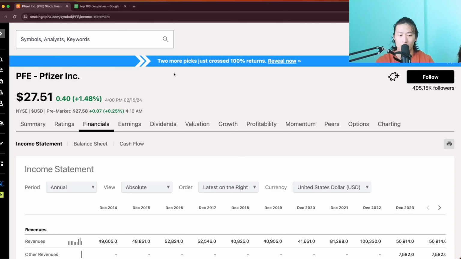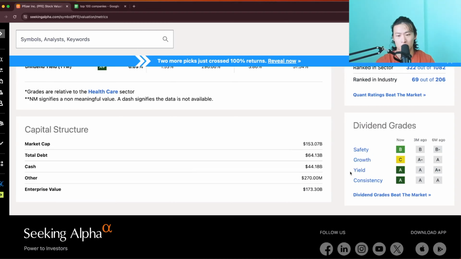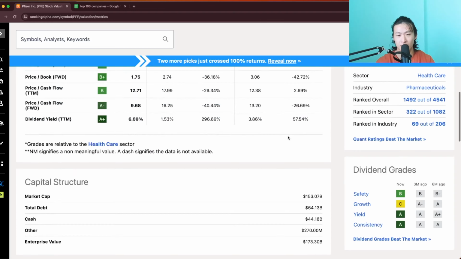Okay, so right now Pfizer is trading at $27.51 per share, and its total market cap is $153 billion. And when we add debt of $64 billion and cash of $44 billion, we get an enterprise value of $173 billion. So a pretty healthy level of debt when compared to its market cap of $153 billion.